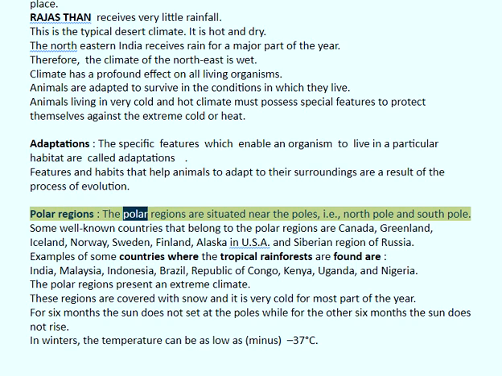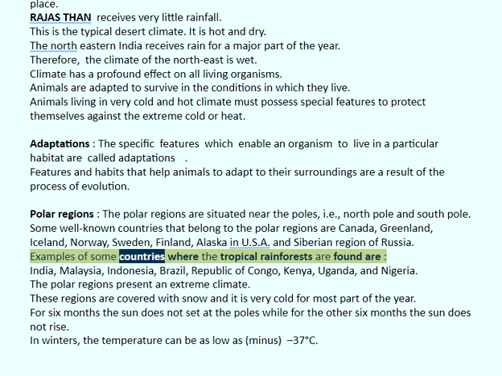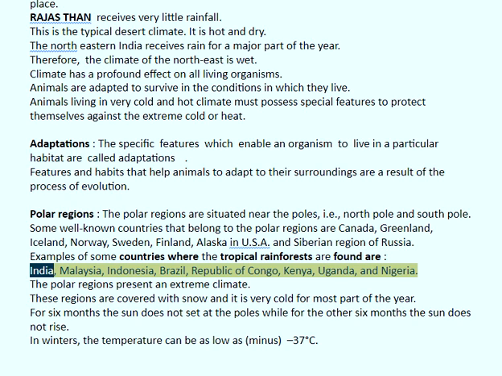Polar regions. The polar regions are situated near the poles, that is, North Pole and South Pole. Some well-known countries that belong to the polar regions are Canada, Greenland, Iceland, Norway, Sweden, Finland, Alaska in USA and Siberian region of Russia. Examples of some countries where the tropical rainforests are found are India, Malaysia, Indonesia, Brazil, Republic of Congo, Kenya, Uganda, and Nigeria.